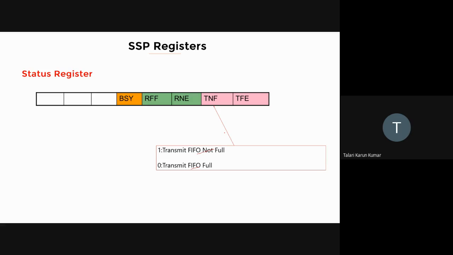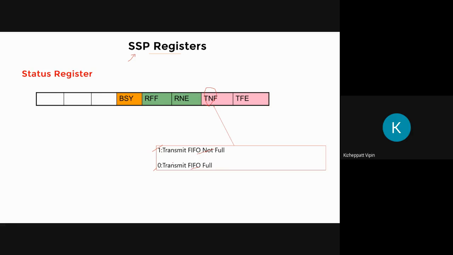We should not add anything. We should not write to that FIFO because it is already full. If you try to write something to that FIFO, it will not get stored, because it is full. So why is this significant? Before you transmit anything over the SSP interface, you should check this bit. So when will you write to the data register, when this bit is 1 or when it is 0?